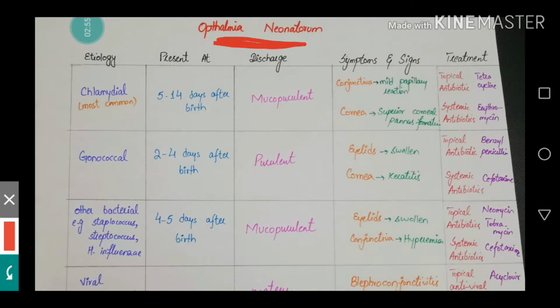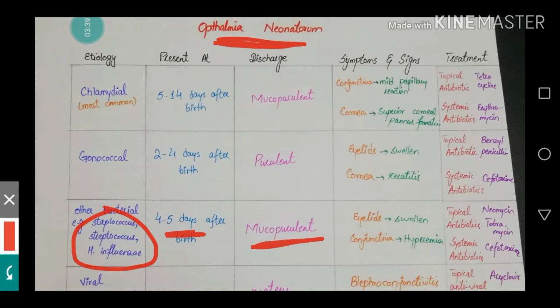Now for other bacterial causes, there could be staphylococcus, streptococcus, or H. influenzae. Now they will present between the 4th and 5th day and with a mucopurulent discharge. Though their discharge is similar to that of chlamydia, the day at which they present is different.